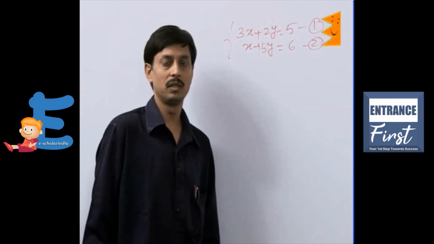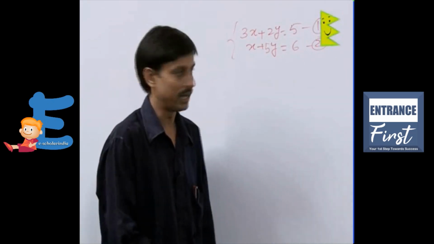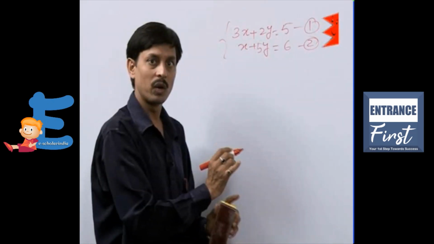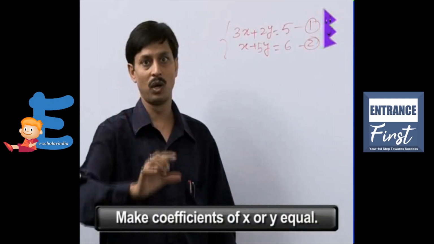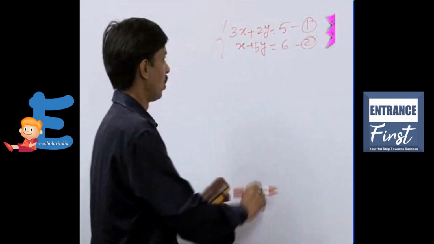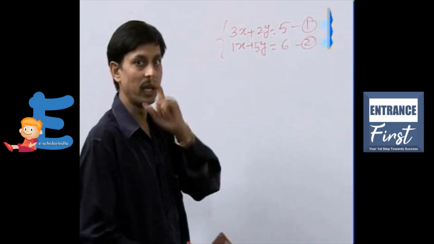To solve a system of simultaneous linear equations with the elimination method, as in the example I have written here, first of all we have to make the coefficients equal, either of x or of y. Suppose I am going to make the two coefficients of x equal.